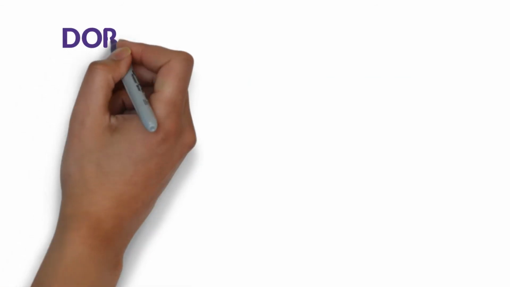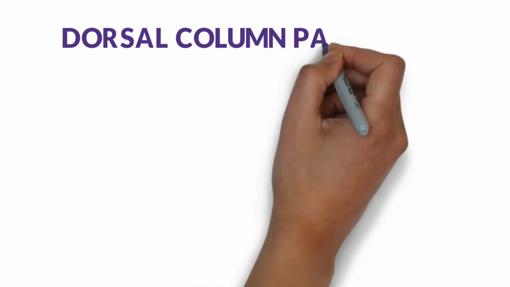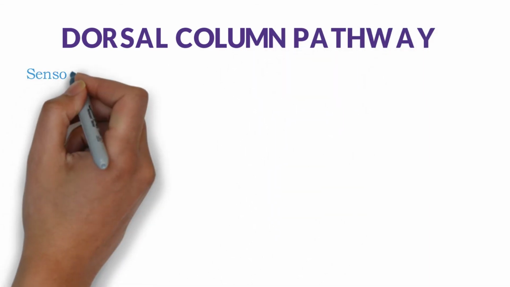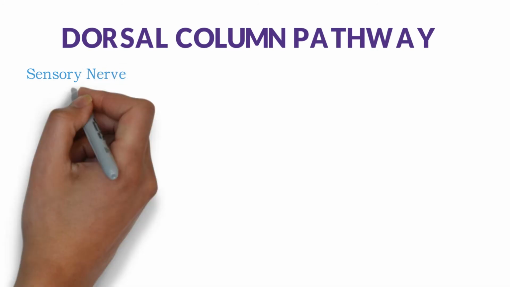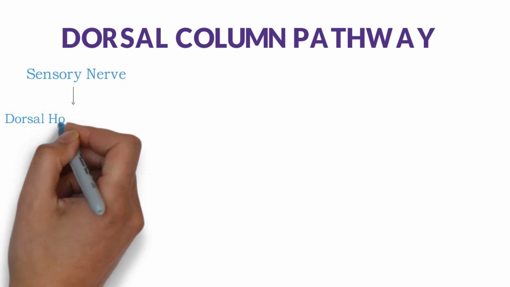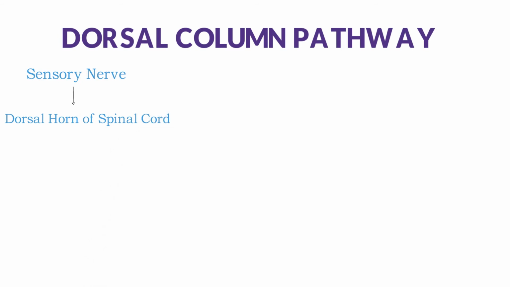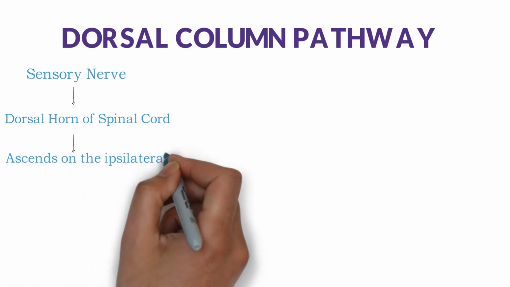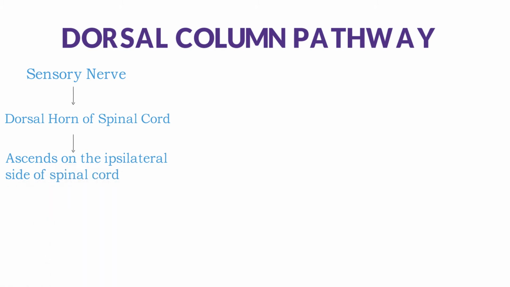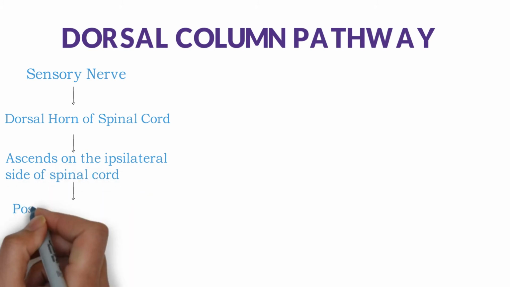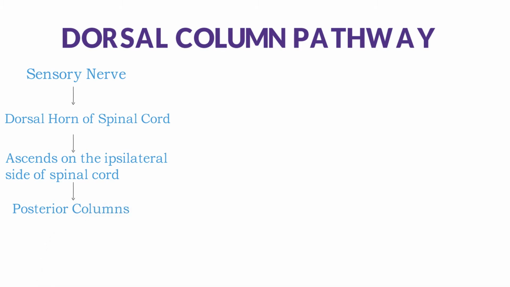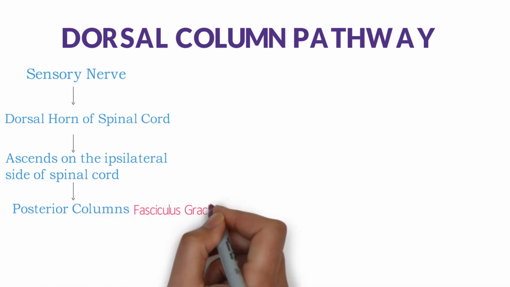Now let's discuss dorsal column medial lemniscus pathway. This pathway starts from the sensory nerve which transfer its fiber to the gray matter in the dorsal horn of the spinal cord. Then these fibers ascend on the ipsilateral side, that is same side of the spinal cord, and reach at the posterior columns. Posterior columns is formed by fasciculus gracilis and fasciculus cuneatus.